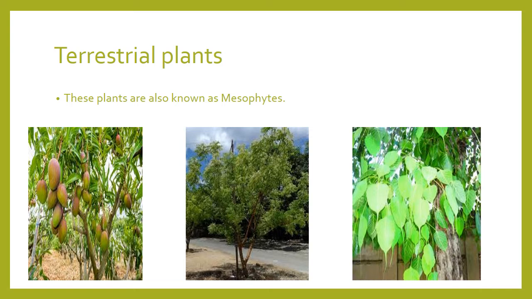Now we will talk about terrestrial plants. As the word says, the plants which grow on the land are known as terrestrial plants. These plants are also called mesophytic because they require a moderate amount, not a less amount, of water, so that's why they are known as mesophytes. Examples are mango tree, neem tree and peepal tree, etc.